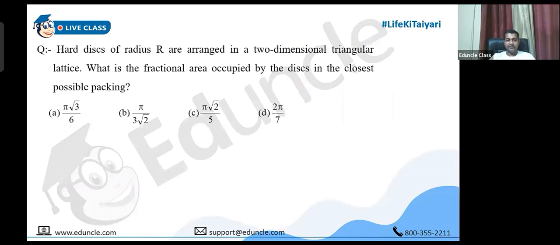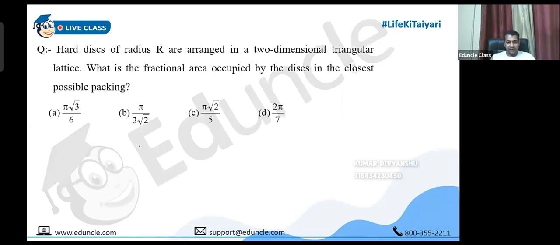Based on the packing fraction. 2D, 2-dimensional arrangement. Hard disks of radius R are arranged in a 2-dimensional triangular lattice. What is the fractional area occupied by the disk in the closest possible packing? Yes. Make a 2-dimensional arrangement with the help of the disk. Of course, they are the spheres in 3D, but because we are talking about 2D, that's why they have written disks.